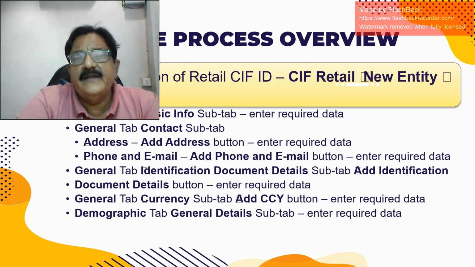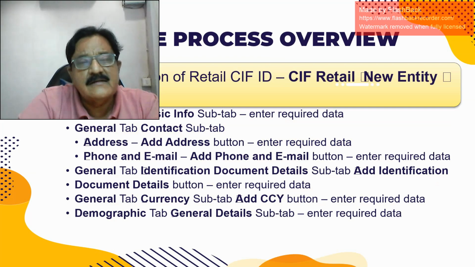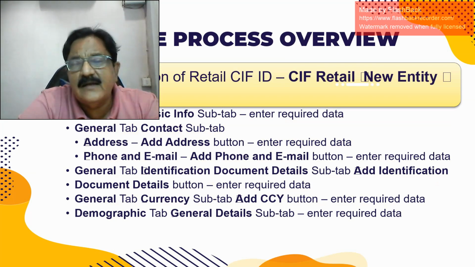Creation of QFID, retail QFID new entity. General tabs, I have already told you: contact details, address, email, phone, ID, identification documents, PAN number, document details. You can save it on your laptop or desktop. Then currency, CCY, is automatically defaulted. General details: enter the required data, and keep on saving it before submitting to the verifying officer's tray.